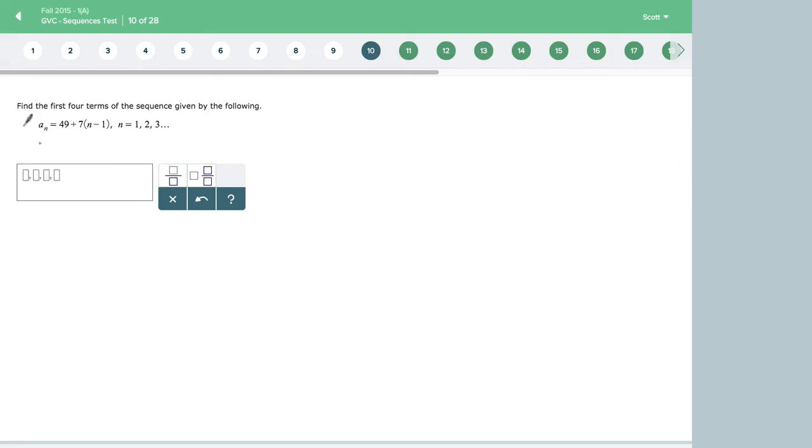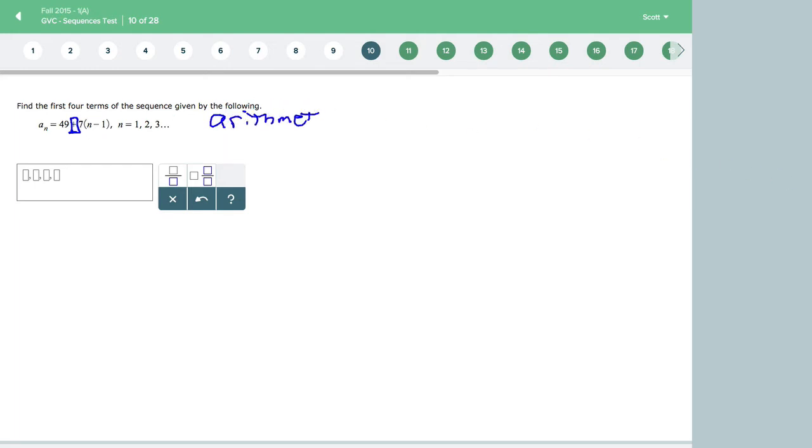Okay, next question is going to be like this. Find the first 4 terms of a sequence given by the following. It gives you a whole bunch of stuff, but we see right here it's plus. See that plus right there? That tells me it's arithmetic.